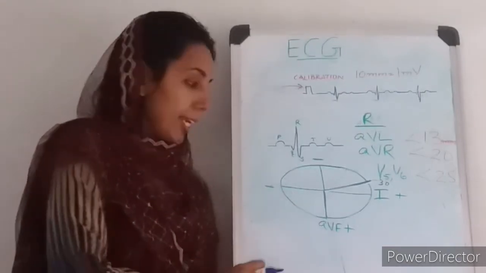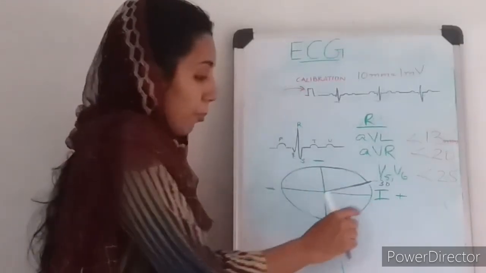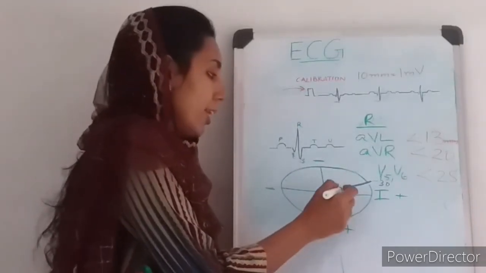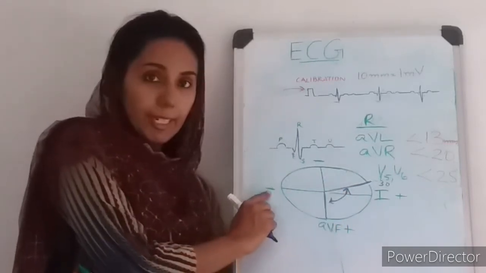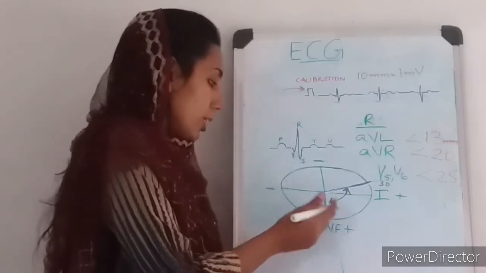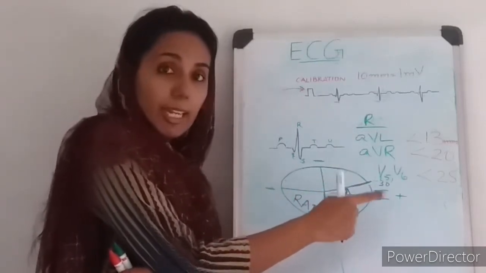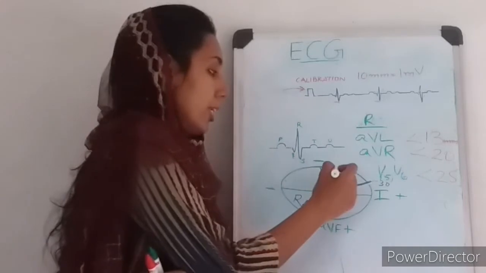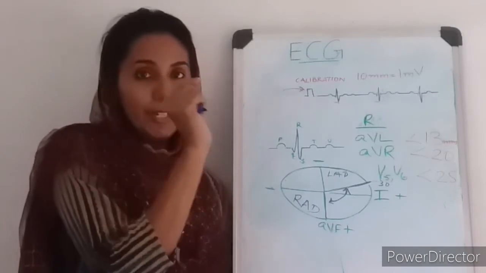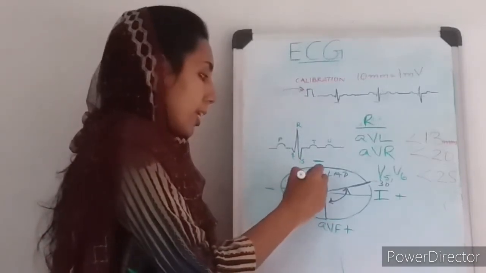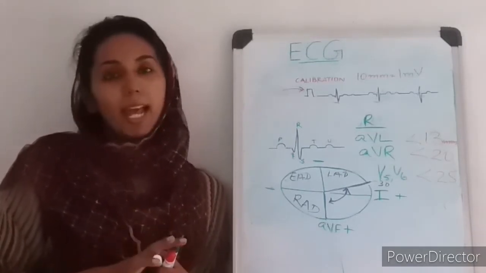So suppose you see lead 1 and AVF, and the QRS is positive in lead 1 and positive in AVF. The axis is in the normal range. Suppose the QRS is negative in lead 1 and positive in AVF, this is more to this side, so this is a right axis deviation. Suppose it is positive in lead 1 and negative in AVF, it is left axis deviation. Suppose the QRS is negative in lead 1 and AVF, it is extreme axis deviation. So this will give you an idea about the approximate axis.